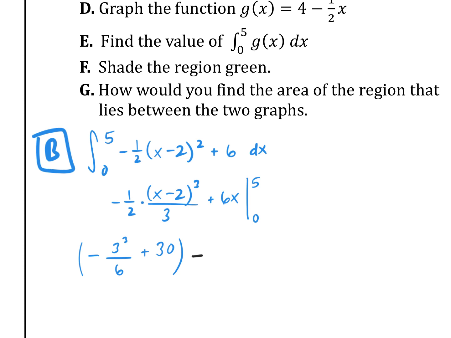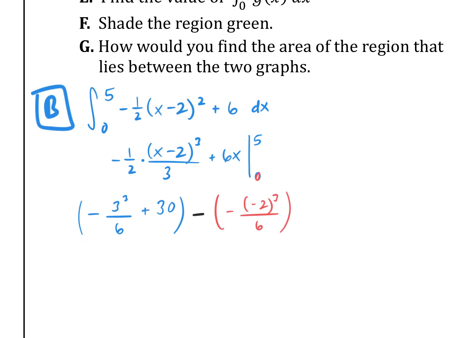And then I'm subtracting what I get when I plug in 0. So if I plug in 0, I end up getting a negative 2 cubed over 6. And then 6 times 0, that's just 0, right? So I've got this stuff in parentheses there. Again, we're doing this by hand. We're going to answer in terms of fraction here. So I've got my negative 3 cubed. That would be negative 27 over 6 plus 30.